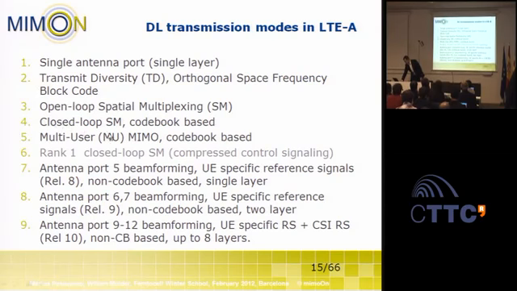Then we have closed loop spatial multiplexing, where there is some feedback from the receiver to the transmitter, and this feedback basically consists of codebook-based precoder selections. This is also extended in mode 4 to multi-user MIMO, where up to 2 users can simultaneously transmit. We have a special mode for the case that we have a rank 1 channel, but the real MIMO modes, or higher order MIMO modes, are facilitated in modes 7 to 9.